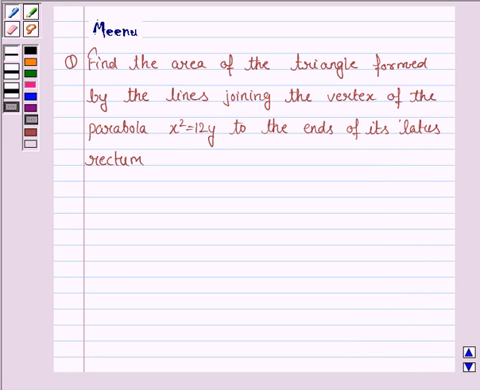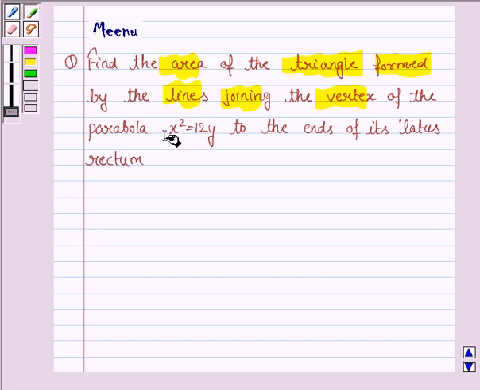Let us discuss the following question. It says, find the area of the triangle formed by the lines joining the vertex of the parabola x square is equal to 12y to the ends of its latus rectum.